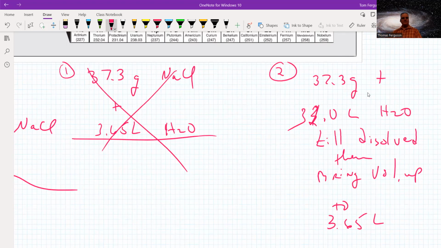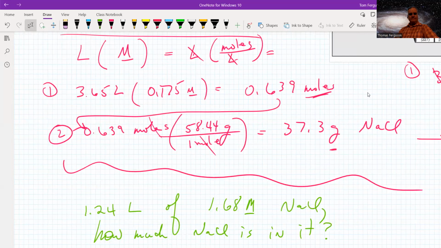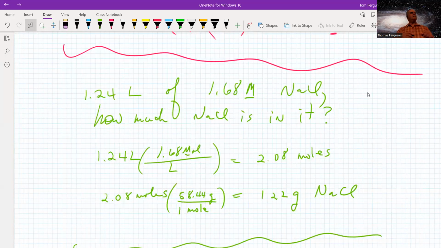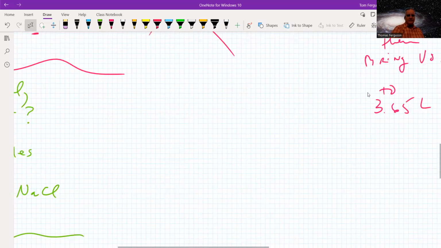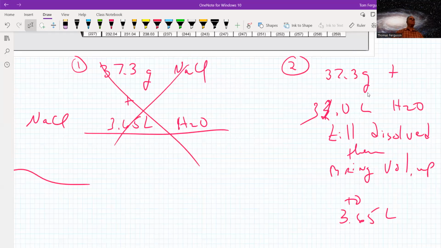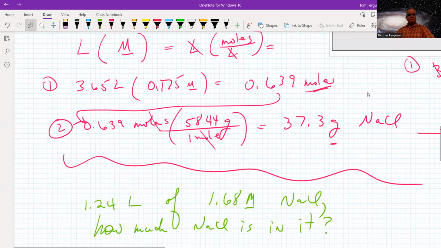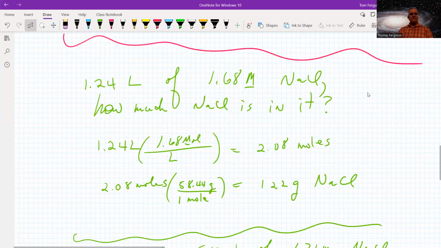So a typical question is going to be, how would you make up this solution? I want 1.24 liters of 1.68 molar sodium chloride. How would you make it up? So the first part of that is to calculate how much salt you need. The second part is directions on how to mix it. Okay. So that would be number two here. All we're doing here is we have a volume, we have concentration, multiply them together, we'll get moles, and we convert the moles to grams.